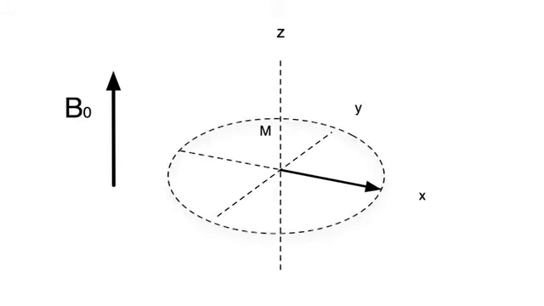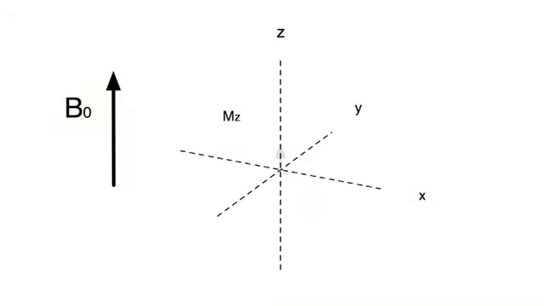Once in the XY plane, the macroscopic magnetization M rotates around the B0 direction, so it starts rotating in this plane, and this rotation causes an oscillating magnetic field which is picked up in the receiver coil, which is typically a loop of wire that surrounds the object.